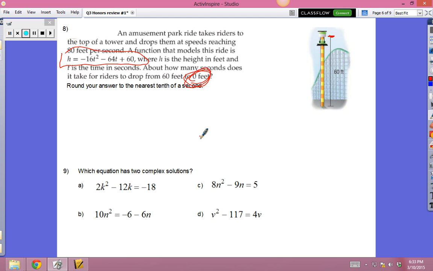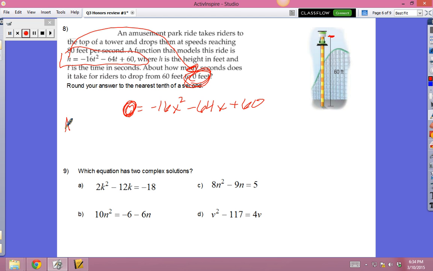So h is height. I'm going to take h and substitute 0 in for it. So 0 equals negative 16, I'm going to change them to x, x squared minus 64x plus 60. And then it's just a quadratic equation. I'm going to set it up and solve it. They want to know exactly when you're going to hit 0.